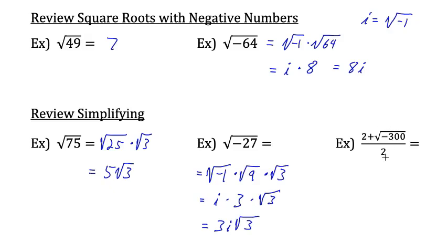Here we have a fraction with a sum of an integer and a square root in the numerator. Well, let's try to break down the square root of negative 300. So that will be the square root of negative 1. Now, 100 is a perfect square, so we will break that down into the square root of 100 times the square root of 3. Still, all of it is over 2. The square root of negative 1 equals i. The square root of 100 equals 10. So let's go ahead and rewrite that.